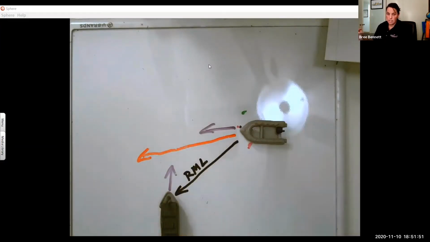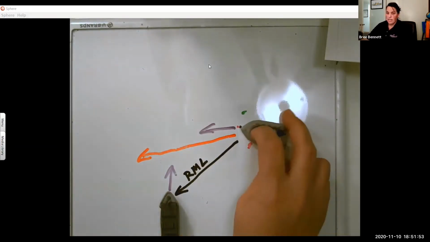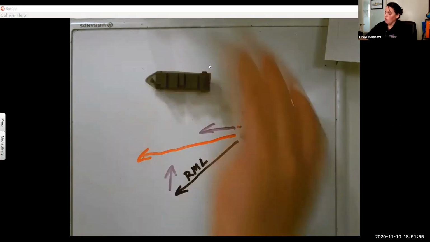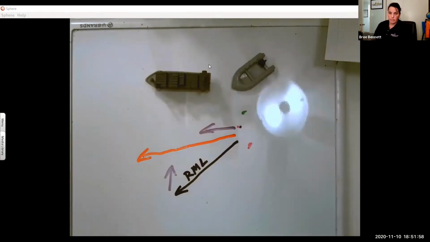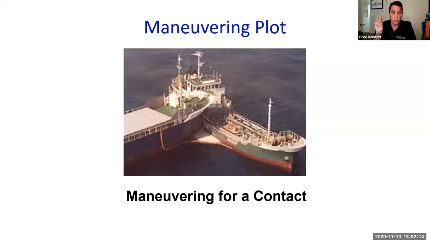So we are bending our relative motion lines today. But when we figure out which situation it is, that is when we figure out which way we're going to turn or slow down or any of the above. So just keep those three situations in mind. We have meeting, overtaking, and crossing.